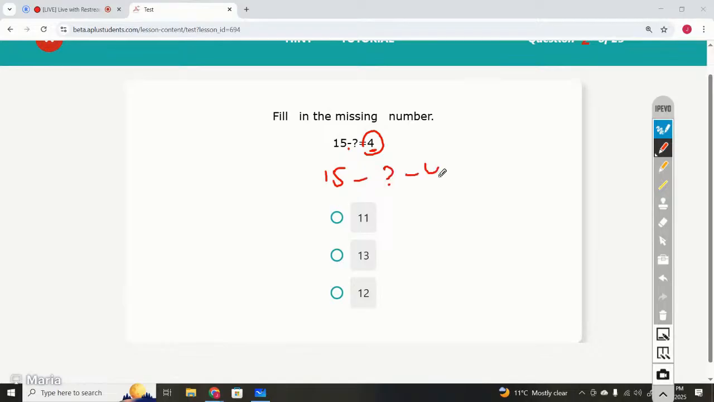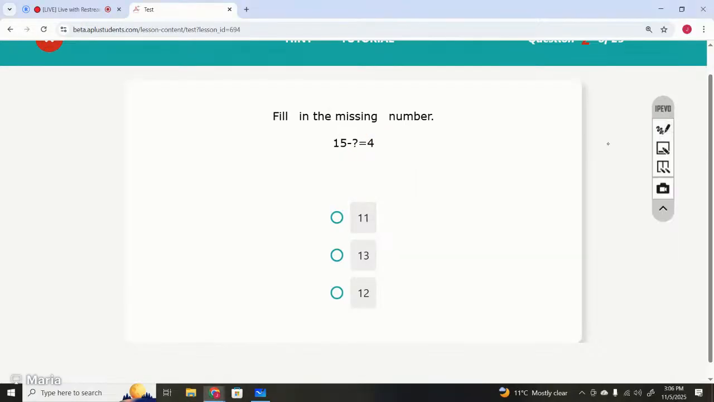15 minus missing number minus 4 minus 4, right? So on this side, 15 minus 4 makes 11, and 4 minus 4 makes 0, right? So what number subtracted from 11 makes 0? A number when subtracting from itself always makes a 0. So that means the missing number is 11. Got it? The other way is you can try with the options, and I think trying with the options is the best way to do. So the correct option is 11.